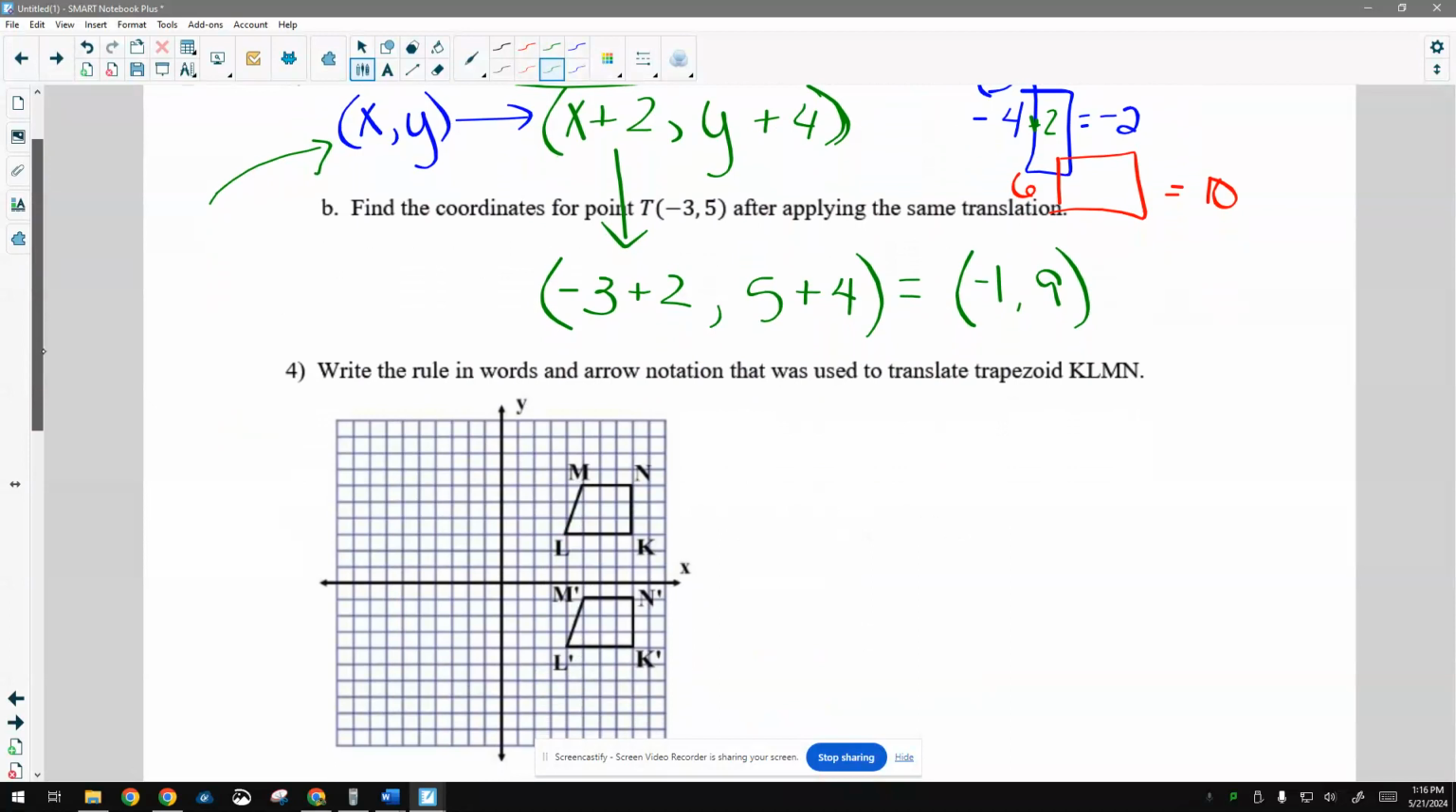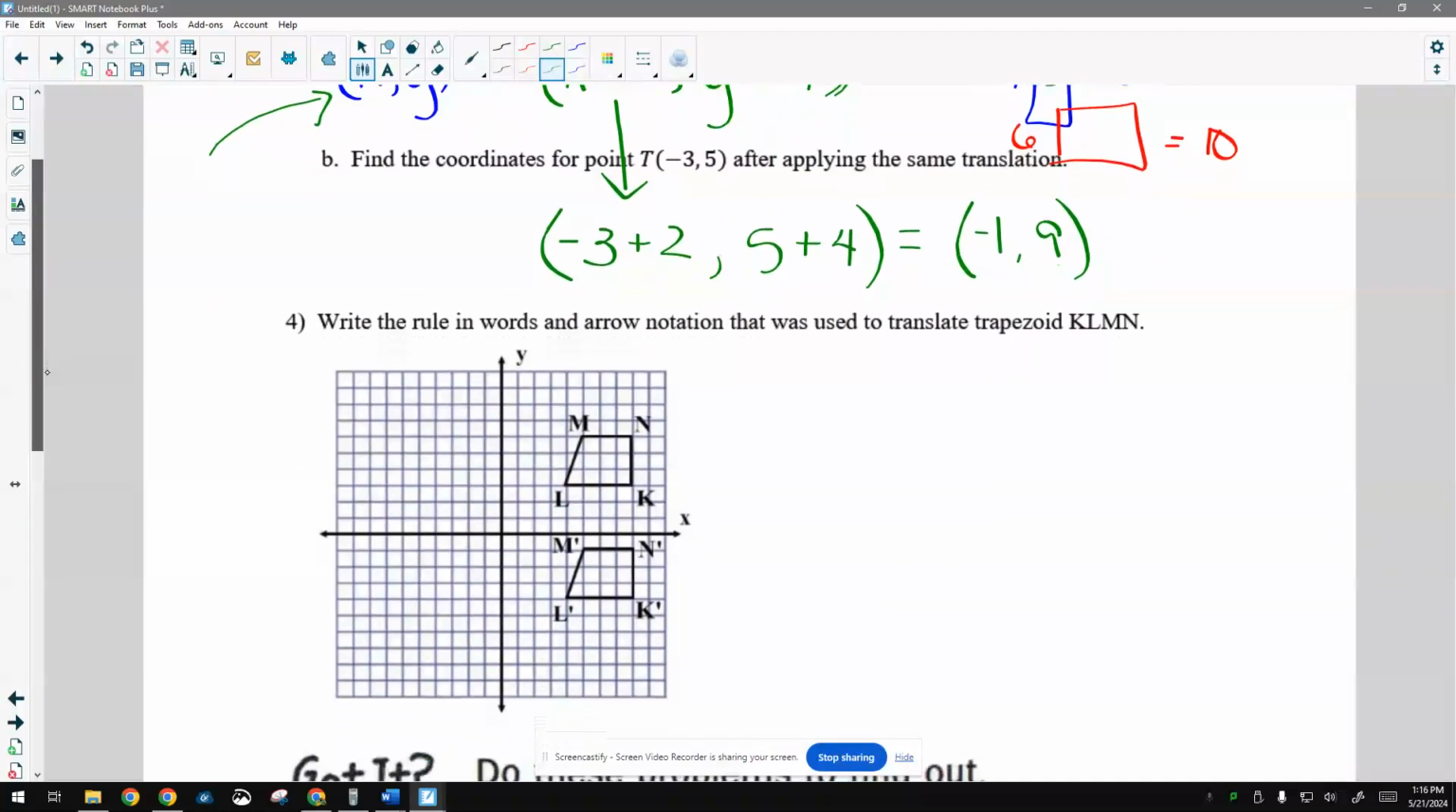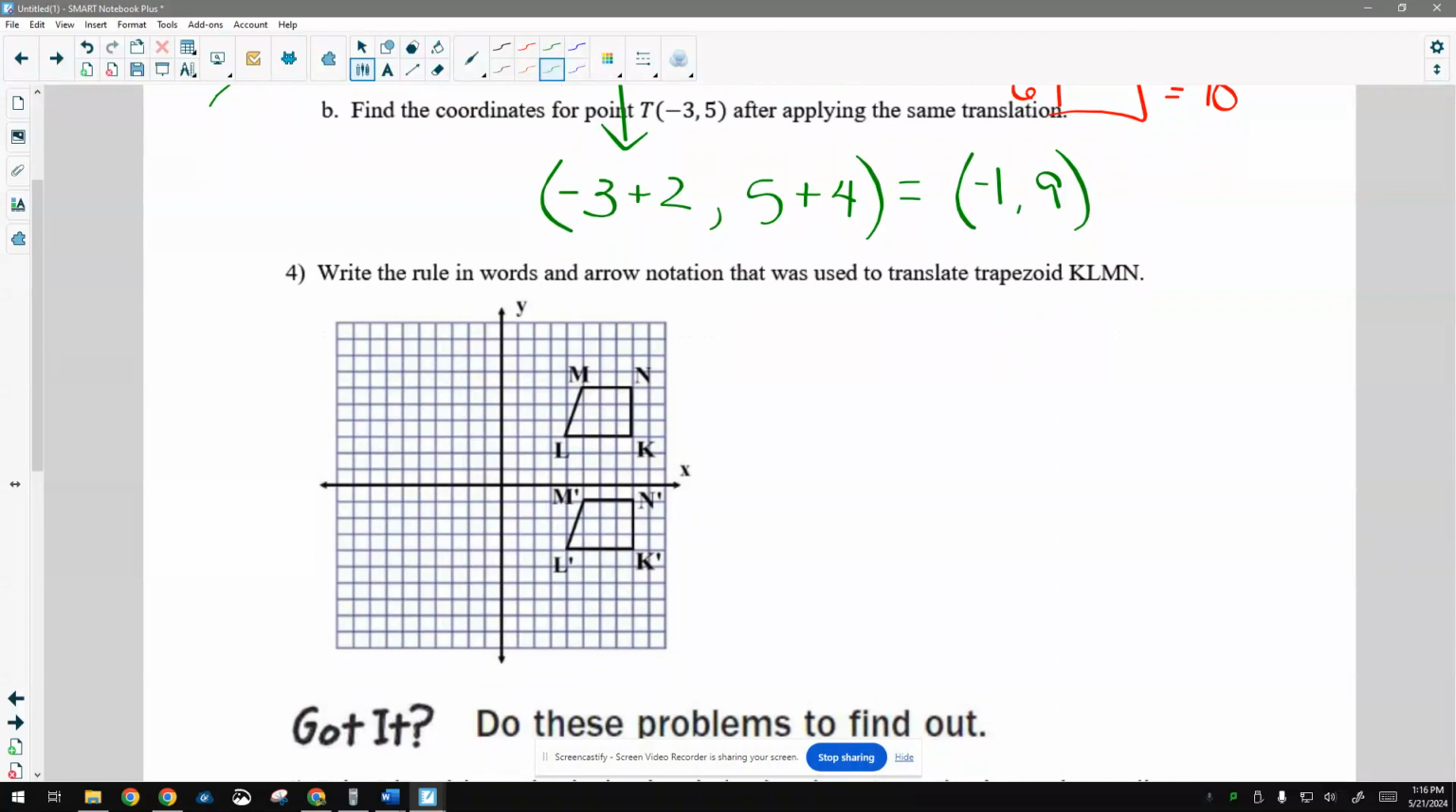All right. It's details because math is very detail oriented. This says write the rule in words and in arrow notation that is used to translate trapezoid KLMN. How do I know which is the one I start with? How do I know what I start with, Jack? You gotta make sure that you're using the one that does not have the primes. Right. So KLMN is here.